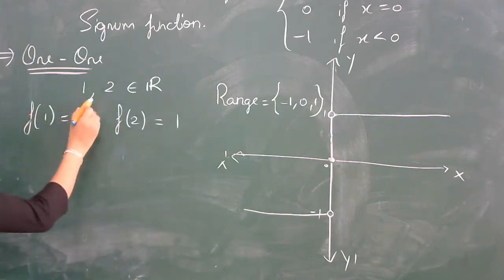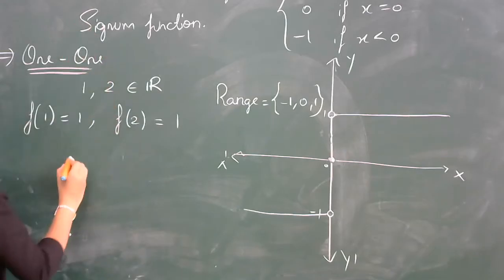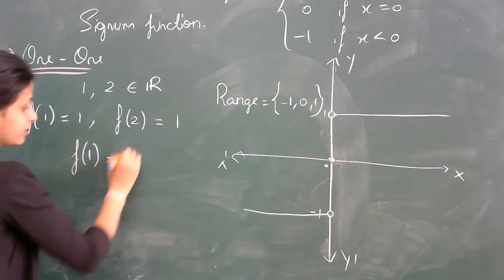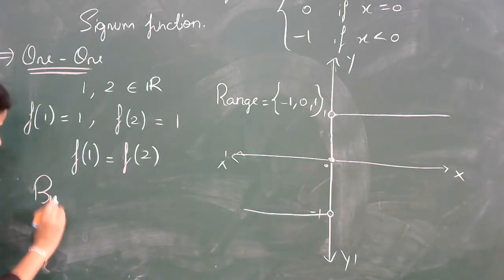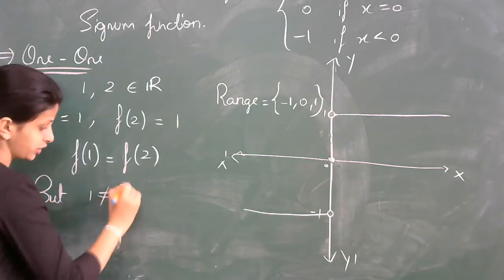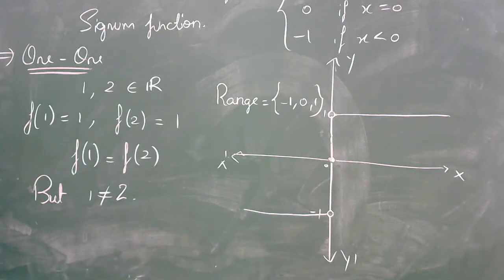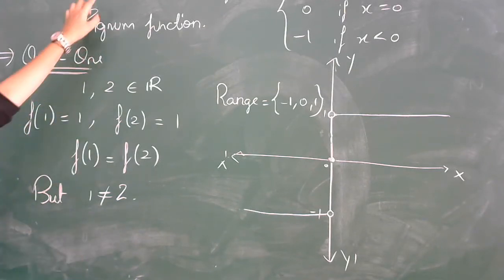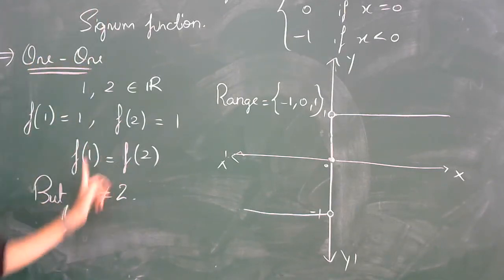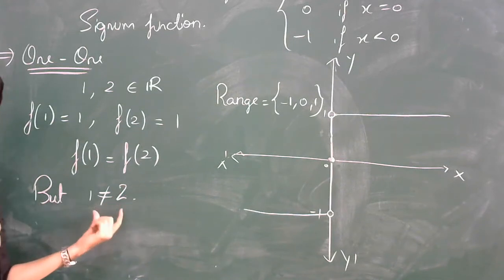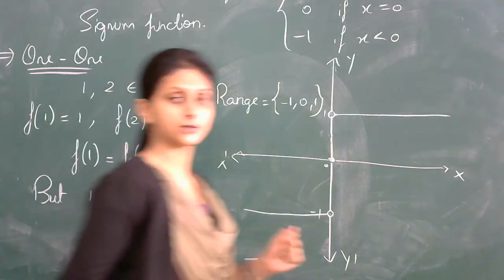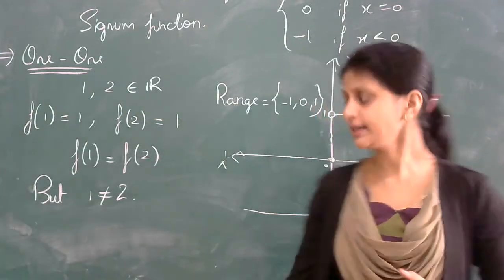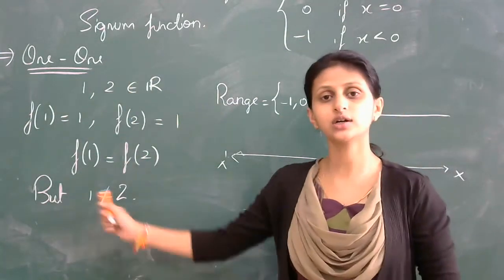So here you can observe we have two real numbers from the domain such that their images are the same, but the two real numbers are different. Hence the condition for injectivity fails. And hence you can say that this function, the signal function, is not a 1-1 function.